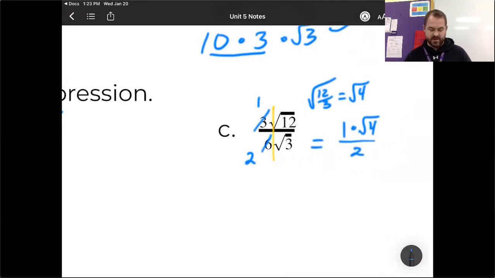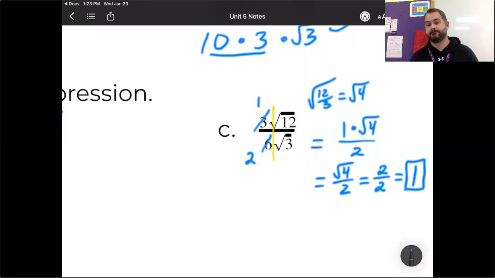But this time I can keep going. I can make it square root of 4 over 2 like I did last time, but you should recognize that square root of 4 is a perfect square. 4 is a perfect square. So when I take the square root of 4, that becomes just 2. Now 2 over 2 can continue to be reduced to just the whole number 1. 2 divided by 2 is 1.